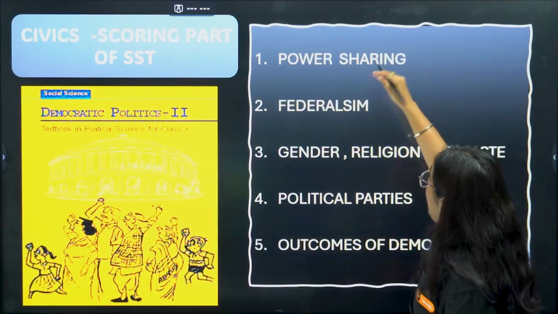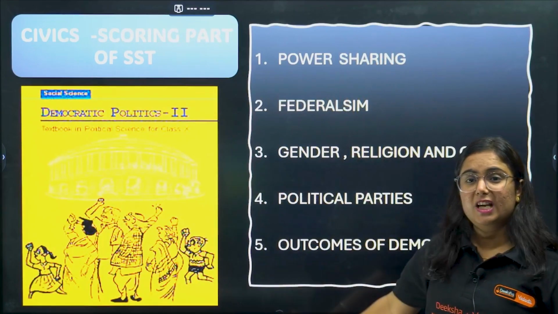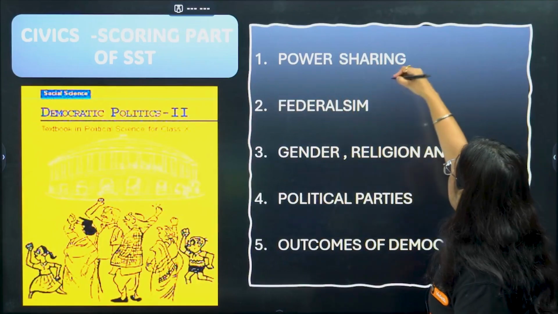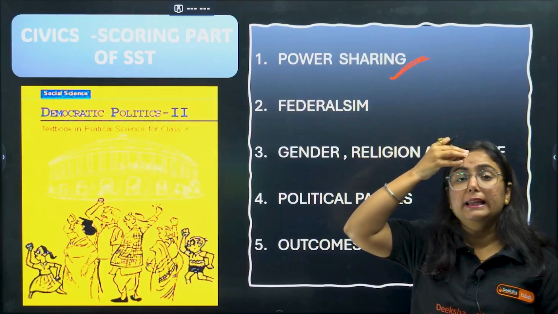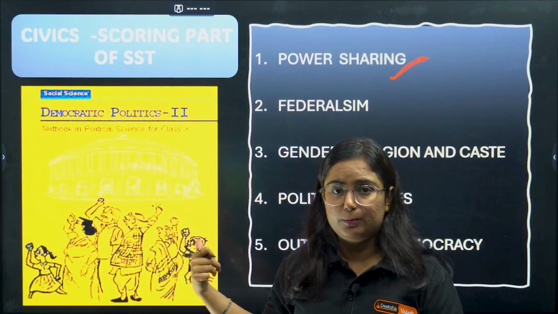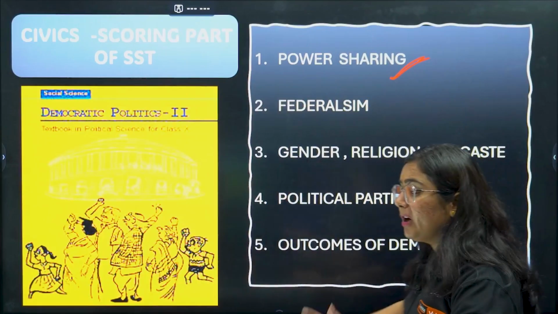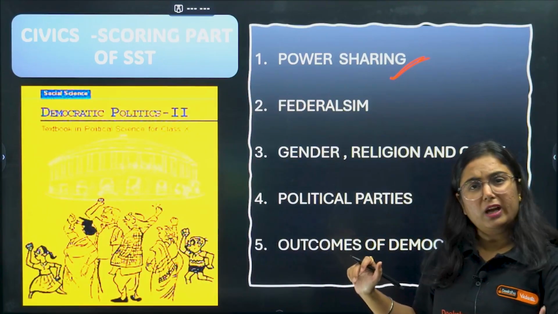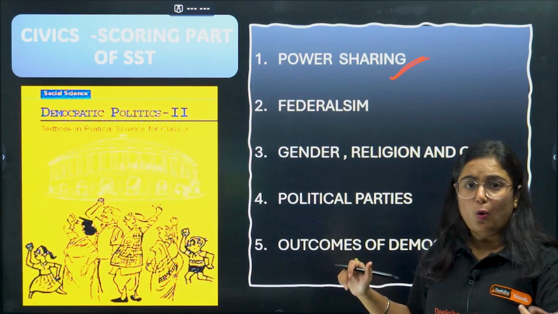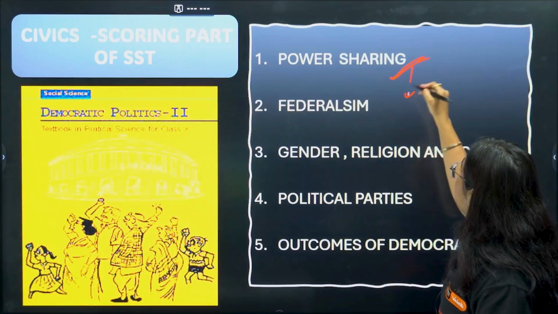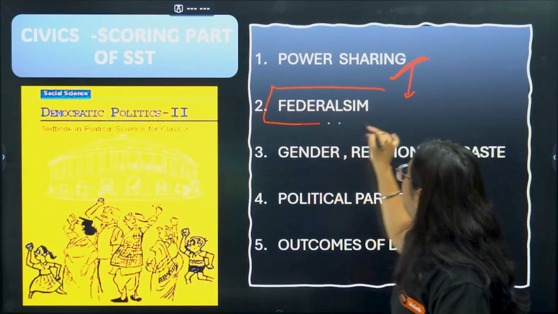The easiest chapter, we will learn in the same sequence as it is given here. You might have studied power sharing n number of times, and if not yet done, watch my one-shot video already uploaded on this YouTube channel, because I want you to ace this chapter in a single hour. Very easy, very scoring, and a very good chapter. Power sharing, and then consequently they have added federalism.